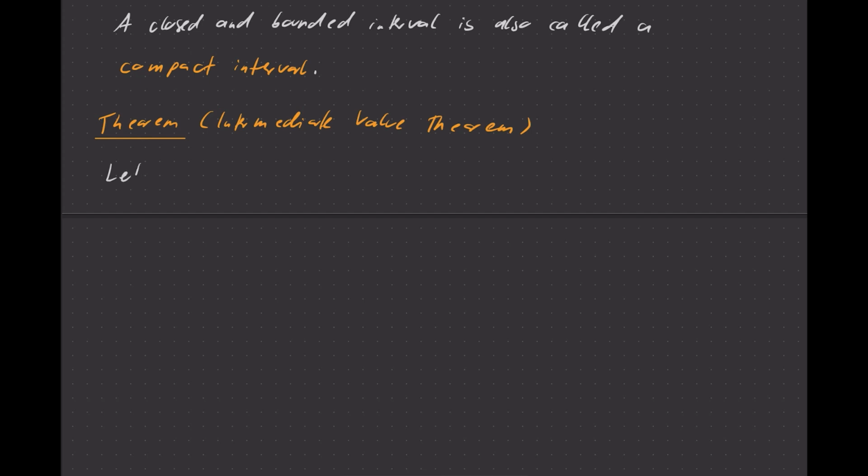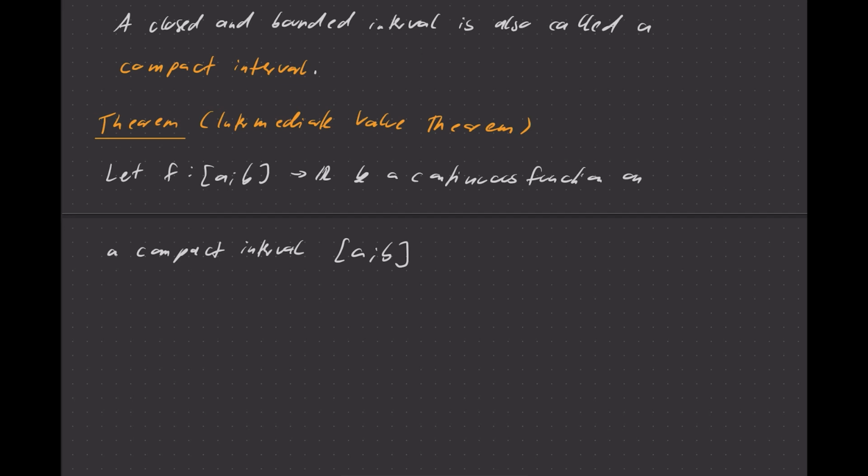So as before, let f from a b to r be a continuous function on a compact interval AB, so closed and bounded. Then for every value of gamma, any constant that is between the minimum and the maximum function value. So any gamma in R with minimum of f of x over the domain x in AB less or equal to gamma less or equal to the maximum.